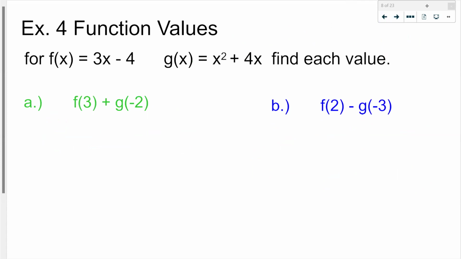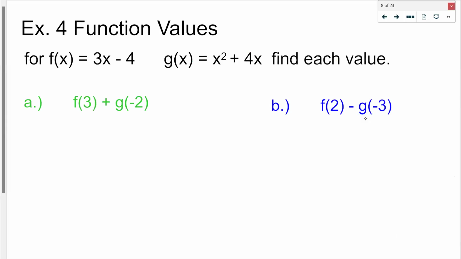And on here, for a, we want f of 3 plus g of -2. So what it's telling you is it wants to find f of 3, so you need to plug 3 into the f function. You want to find g of -2, you're going to plug -2 into the g function. And then you're going to take those answers and add them together. And I'm going to show you what I mean.